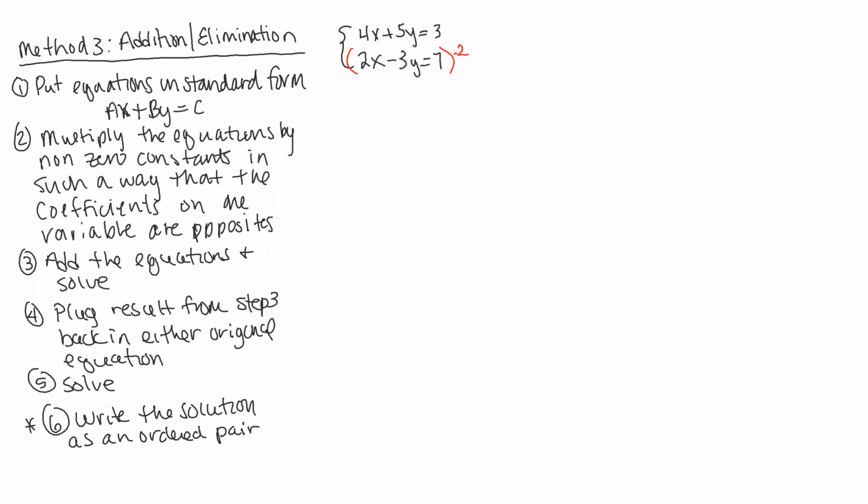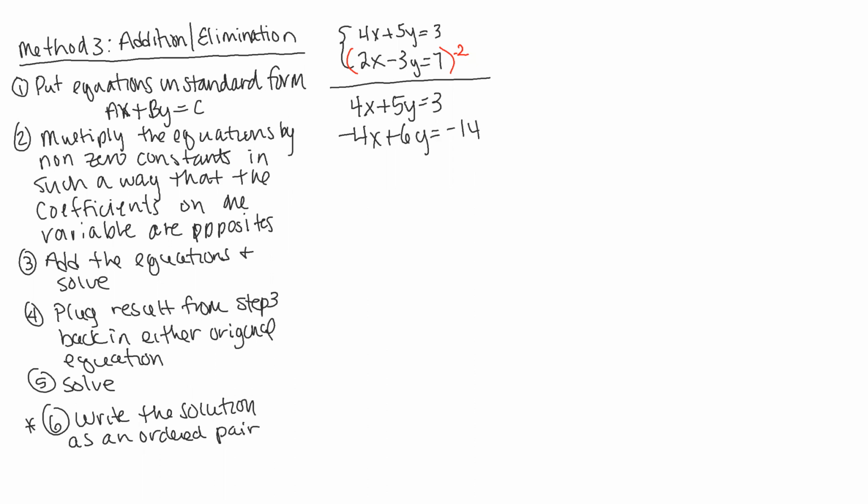So let me rewrite the entire system. My first equation, nothing happens to it. I just get 4x plus 5y equals 3. For my second equation, I'm going to multiply everything by -2. So -2 times 2x is -4x. -2 times -3y is plus 6y. And then -2 times 7 is -14.